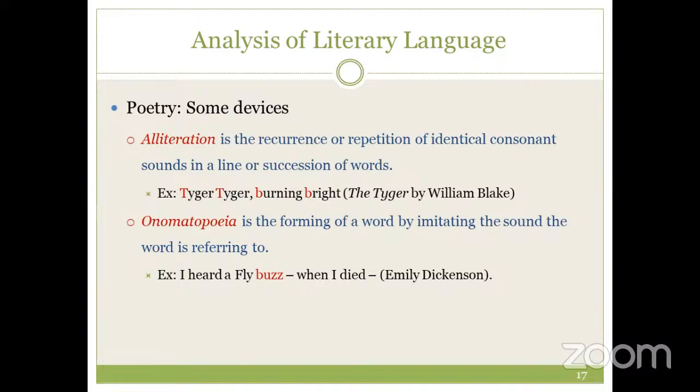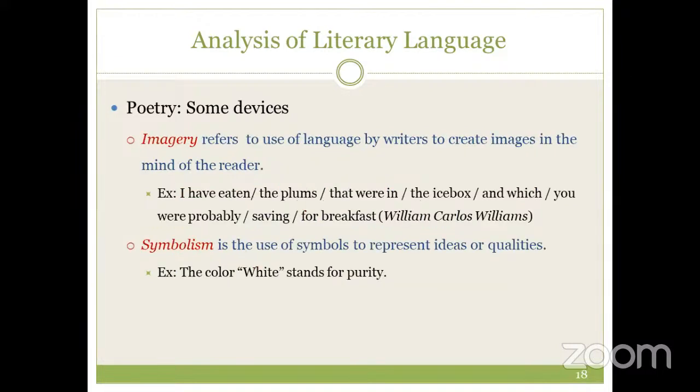So if a fly comes near you, what kind of sound do you hear? That is what is buzz in English. And a dog, bow wow. And a cat, meow. So all these are using the exact sound produced by that animal or insect in poetic language. And this device is called onomatopoeia.